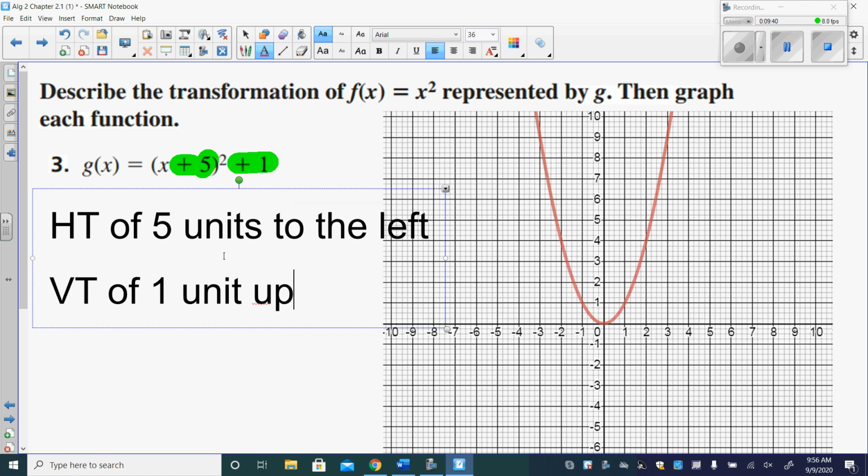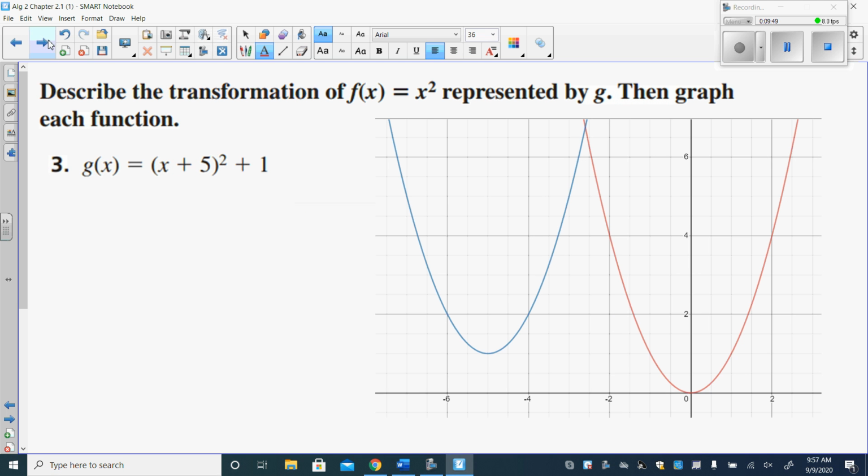Vertical translations are just like we see them. Since it's positive, it's going up. If it's negative, it's going down. Now we need to graph it, and again, just like I've been saying, I would just type it into the graphing calculator to get our graph. So it started at 0 here. It's kind of hard to see, but this would be 5 over and 1 up. But these are our two graphs for this here.